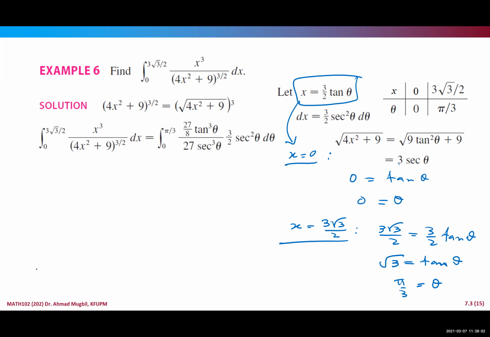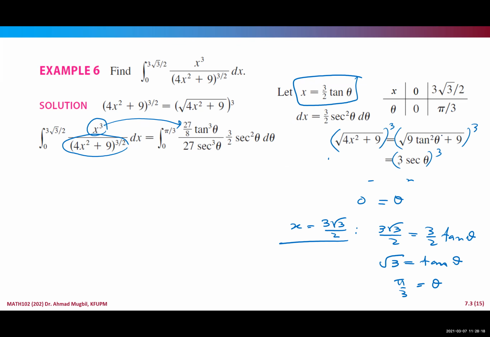So our integral will be, this is x to the power 3. This is the radical. Don't forget here now to raise it to the power 3, since this one is to the power 3 in the denominator. So this one will be 3 secant theta to the power 3. And this is the x. I'm afraid that most of you forget the x. So don't forget the x.